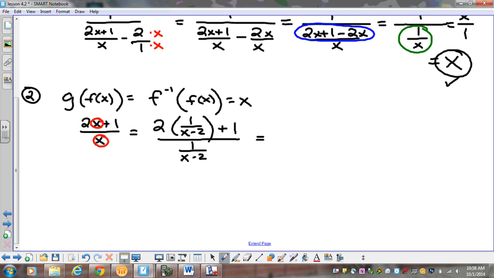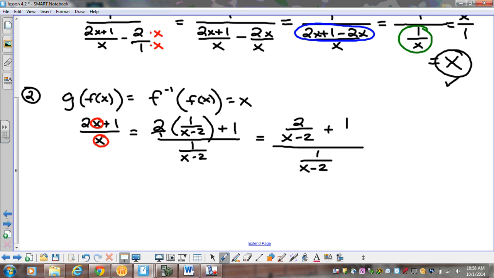All right, so if I take this 2 and I distribute it, that's 2 over 1. When you multiply fractions, 2 times 1 is 2, over 1 times x minus 2 is just x minus 2. I've got a plus 1, all that over, and I've got a 1 over x minus 2.